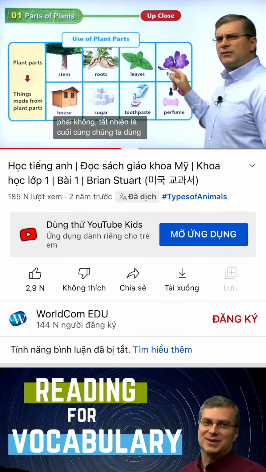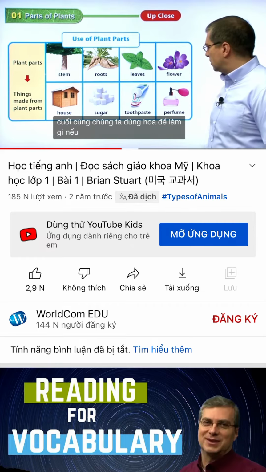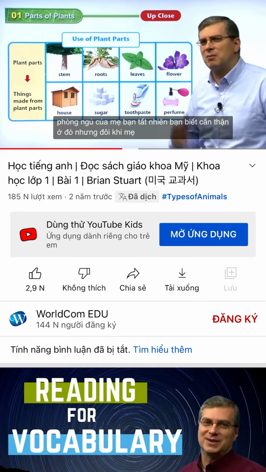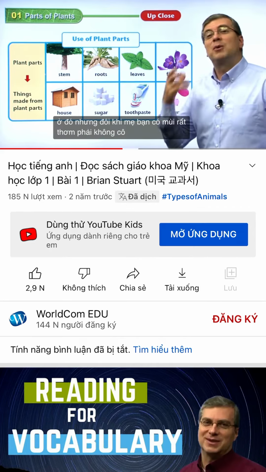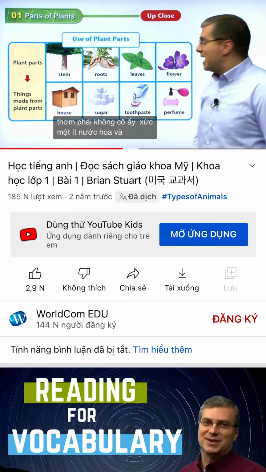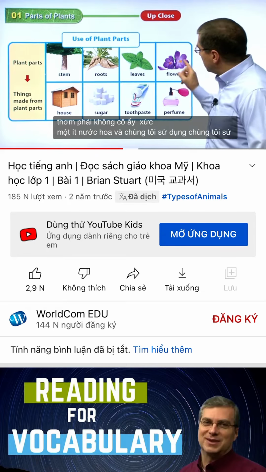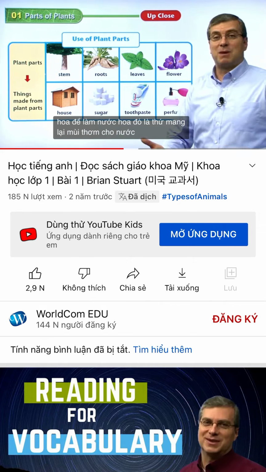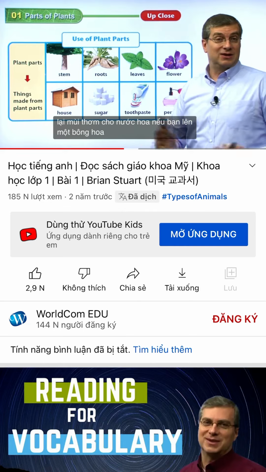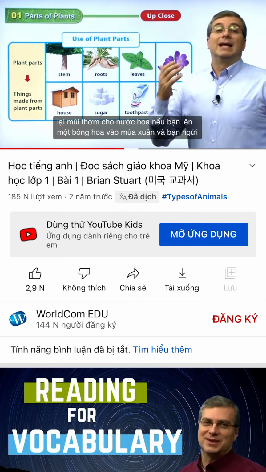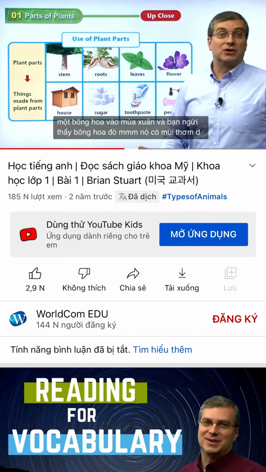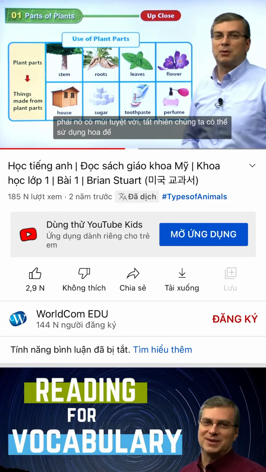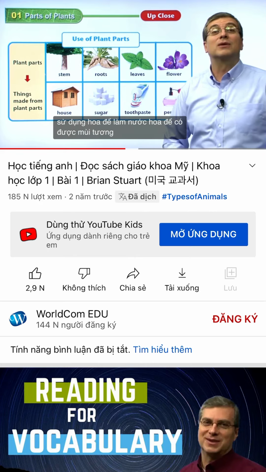Finally, what do we use flowers for? Of course, if you go into your mom's bedroom, of course, you know, be careful there, but sometimes your mom smells very nice, doesn't she? Well, perhaps she put on a little perfume. And we use flowers to make perfume. It's what gives the perfume a nice smell. If you go up to a flower in the springtime and you smell that flower, it smells good, doesn't it? It smells great. Well, of course, we can use flowers to make perfume to get that same sort of smell.